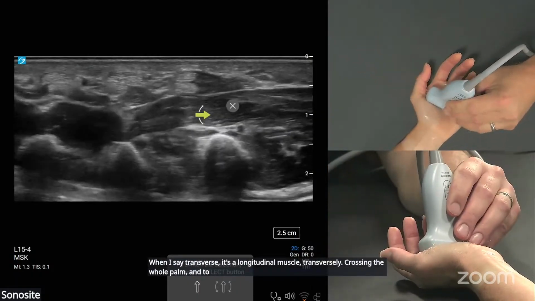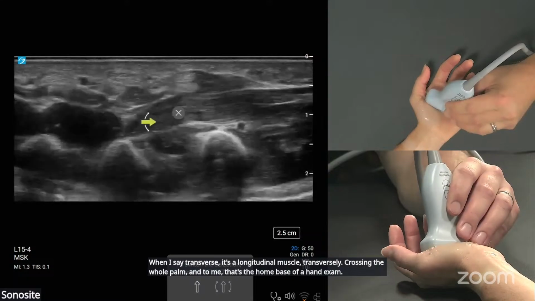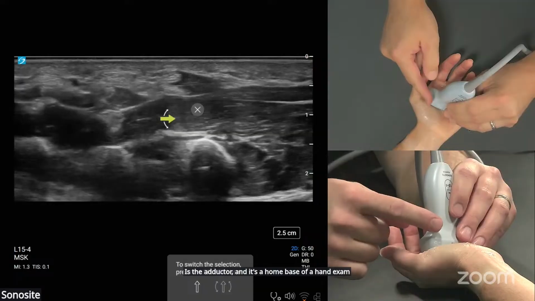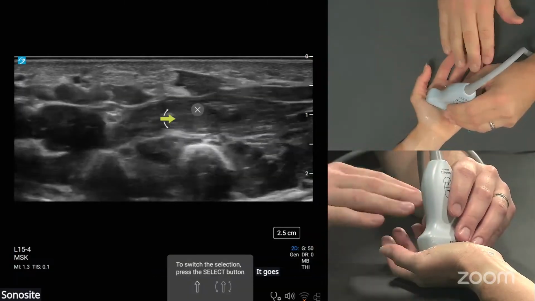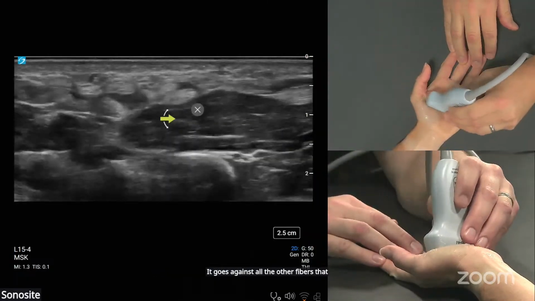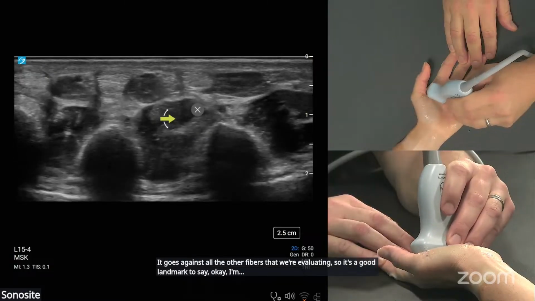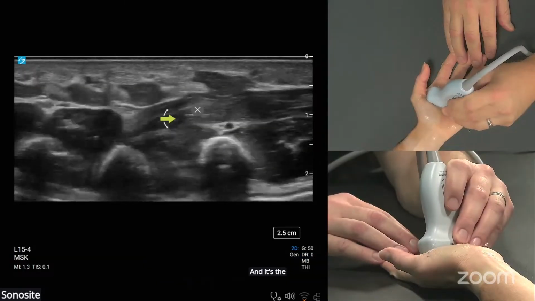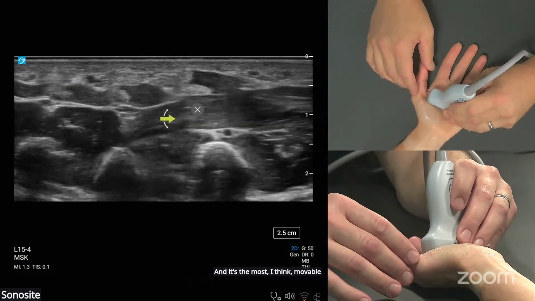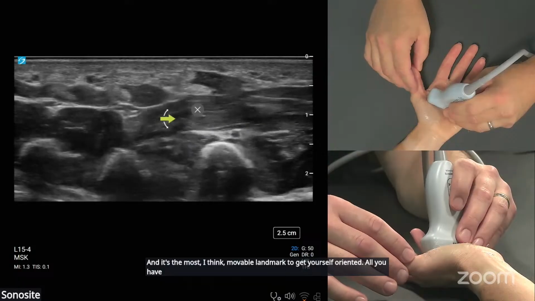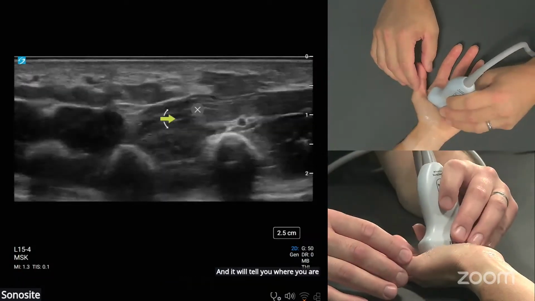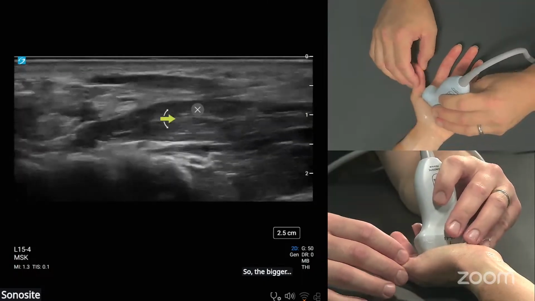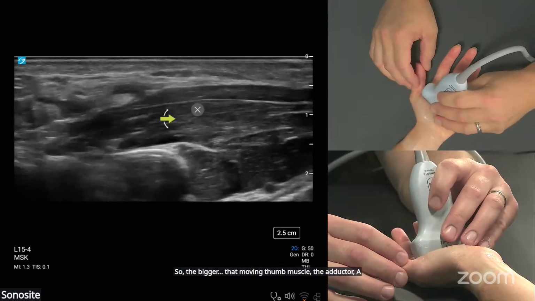And to me, that's the home base of a hand exam, is the adductor. And it's a home base of a hand exam because it's in the middle of the hand. It goes against all the other fibers that we're evaluating. So it's a good landmark to say, okay, I'm distal to that landmark, I'm proximal to this landmark, and it's the most, I think, movable landmark to get yourself oriented. All you have to do is just move the thumb a little bit, and it will tell you where you are in the palm.